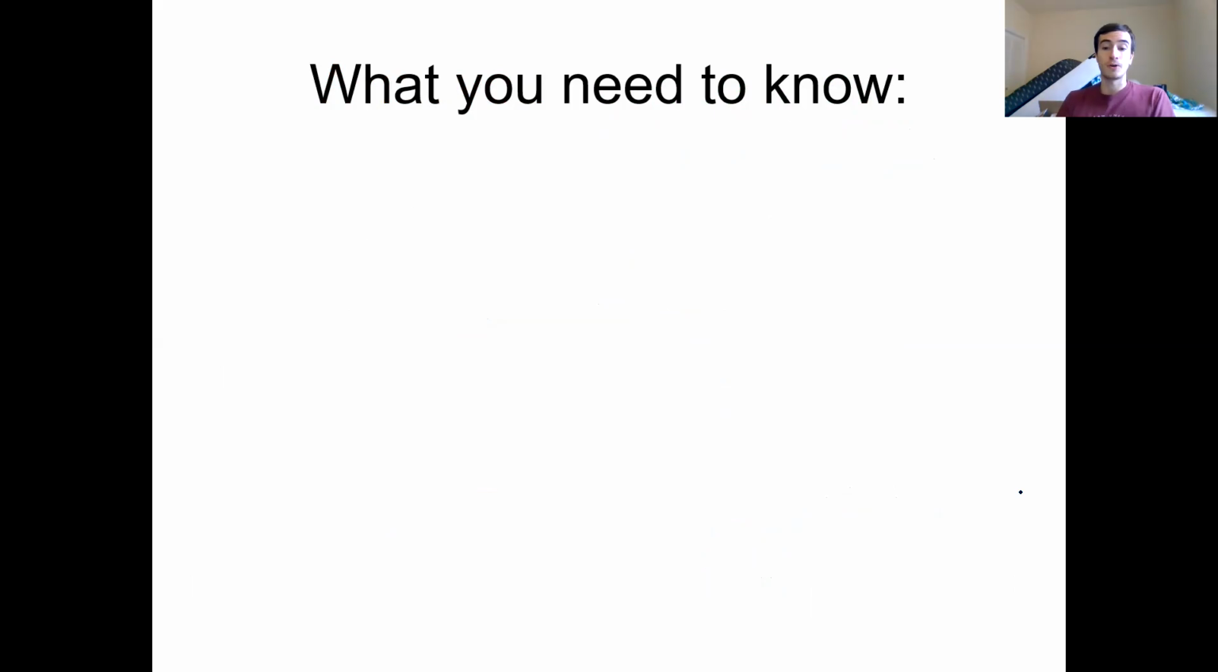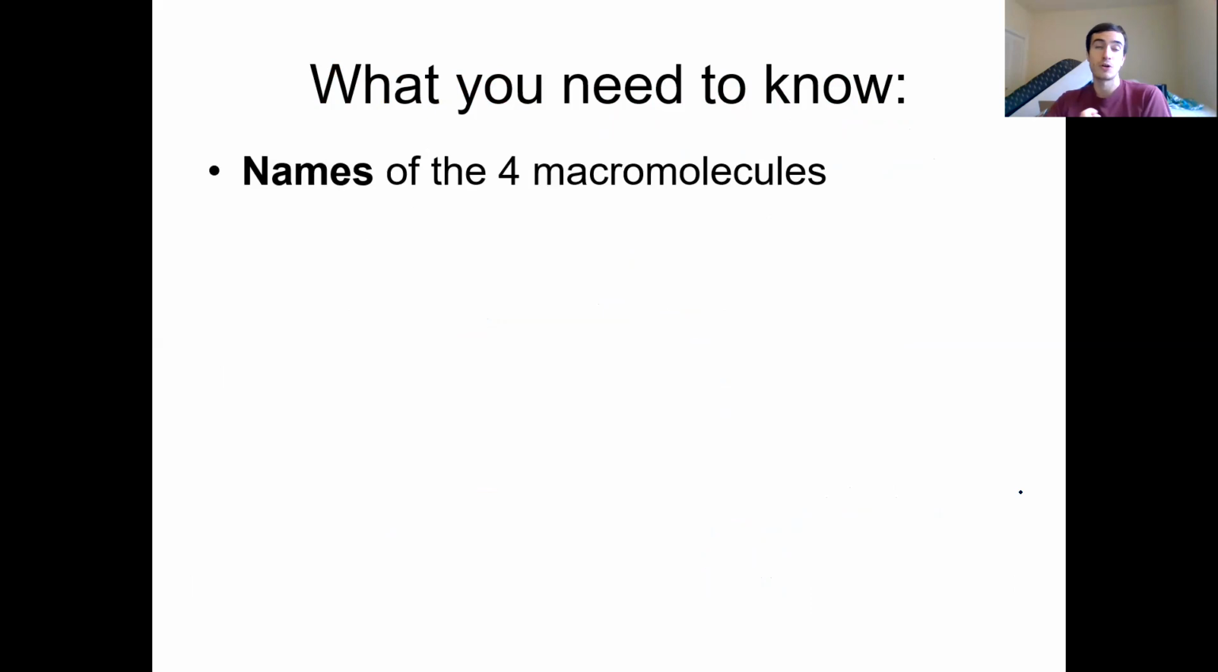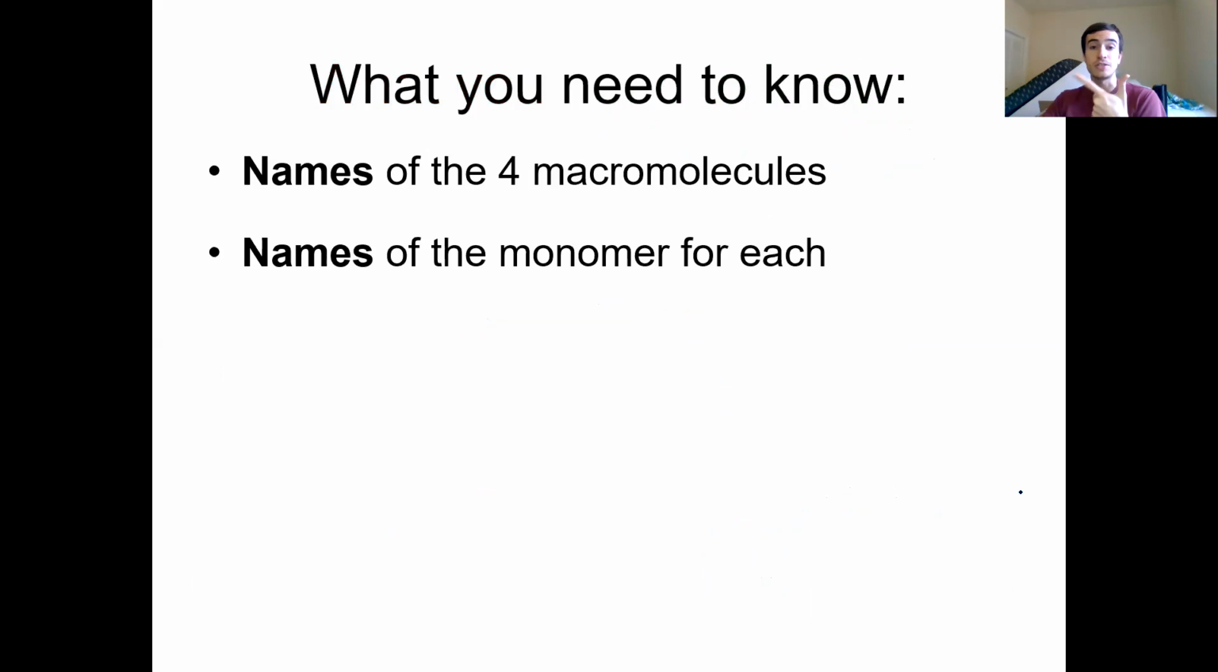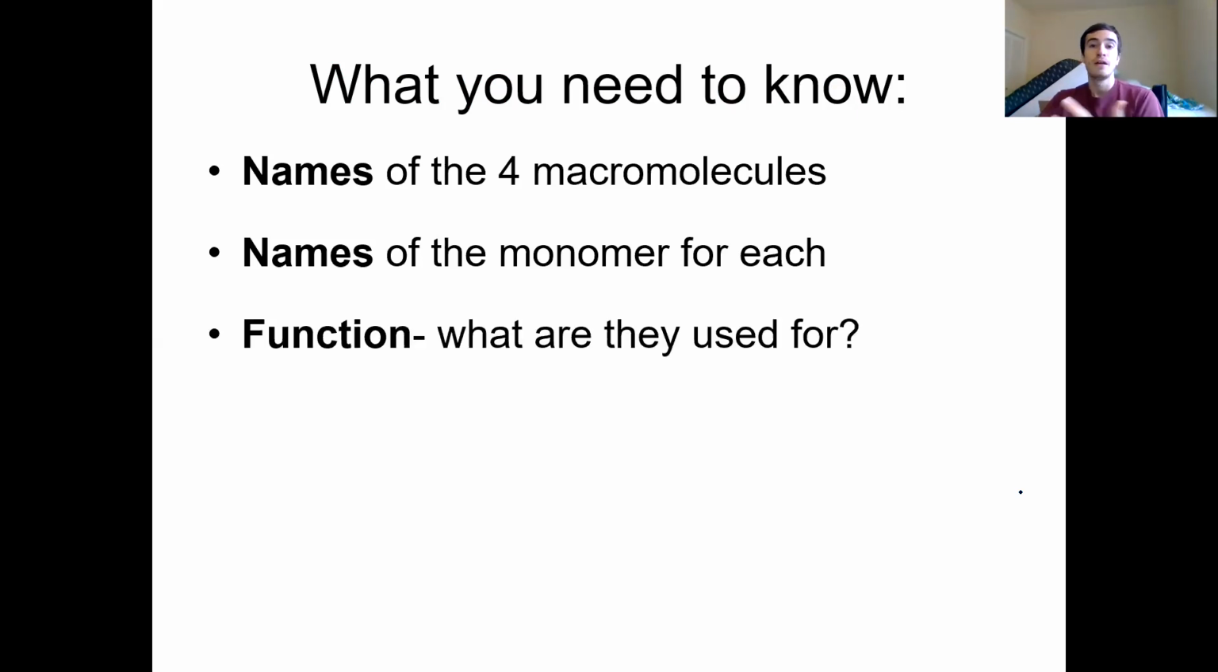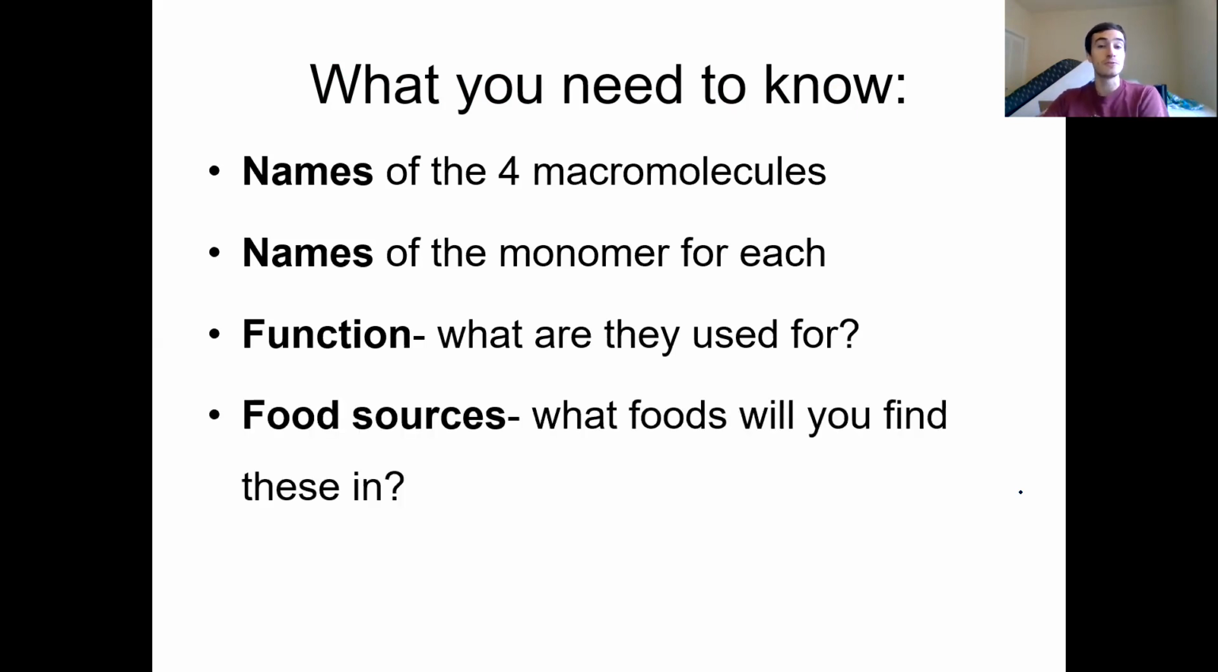So what you need to know for each one of the major macromolecules that we're about to talk about is 4 different things. First off, the names of the 4 macromolecules, what are they called? What's their overall structure called? The names of each monomer for the macromolecule. So each separate macromolecule will have its own monomer that goes with it. Make sure you know the names of those. The function of the macromolecule, what does our body use carbohydrates, lipids, proteins, and nucleic acids for? And then finally, the food source of the macromolecule. What kind of foods are going to have really high concentrations of these structures?